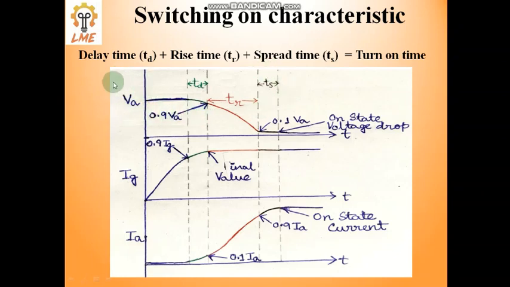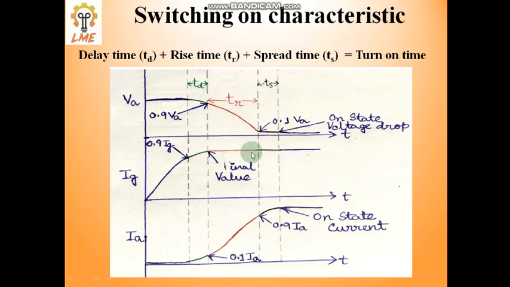Spread time means what? With respect to anode voltage, the voltage across the device, we can say that the change from 0.1 of VA to its on-state voltage drop is the spread time. Suppose the on-state voltage drop is very small, say 0.5 volt. Let us assume the initial value is 100. Then the change of voltage from 10 to 0.5 volt, this time period, is known as spread time.